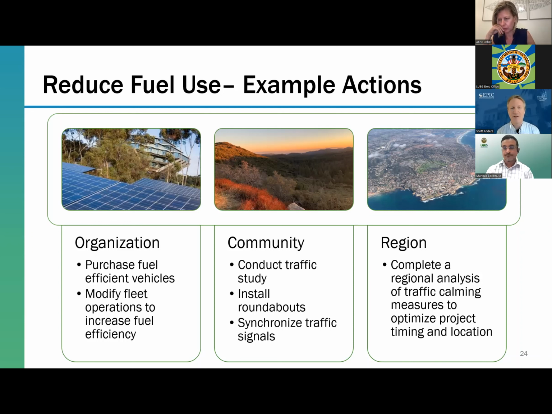At the community level, conducting traffic studies to understand where the flows of traffic are, installing roundabouts, again, synchronizing those traffic signals. There's a lot of repetition here, but we're hoping to hear more from you. And then looking at this at a regional level, if these don't stop at the borders of a community or a city, then maybe we need to take a regional view and look at traffic calming measures in ways that optimize it across jurisdictions, among others. But these are just a few to get the ball rolling and get the conversation started.